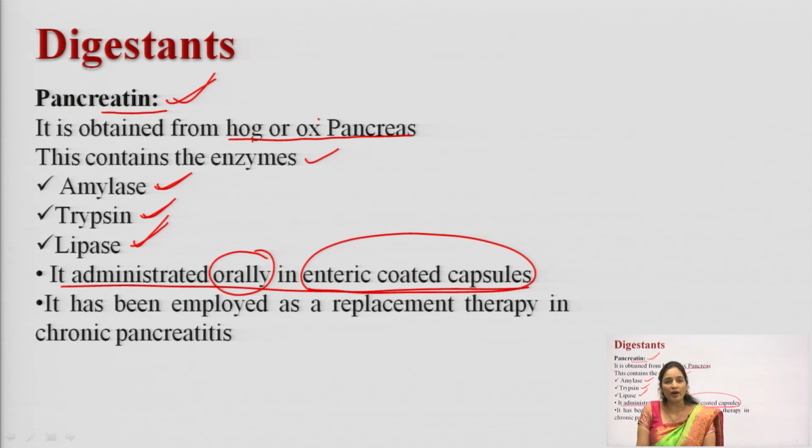These drugs are employed as replacement therapy in chronic pancreatitis. If any person has chronic pancreatitis, replacement therapy can be used. Pancreatin consists of amylase, trypsin and lipase, and is administered orally in a coated form to prevent gastric inactivation, as replacement therapy in chronic pancreatic conditions.